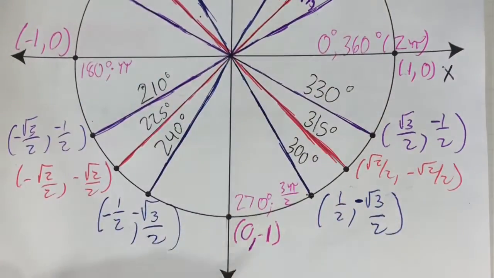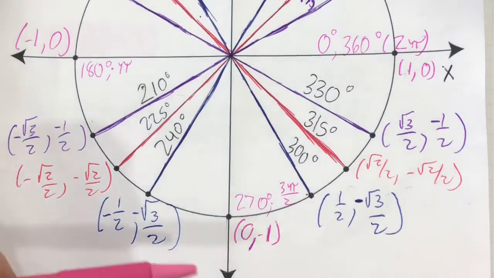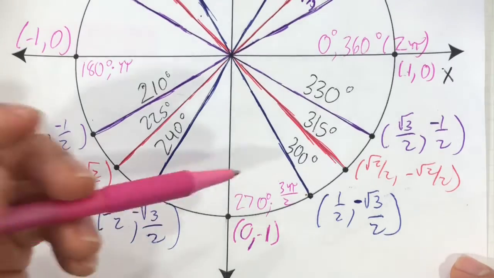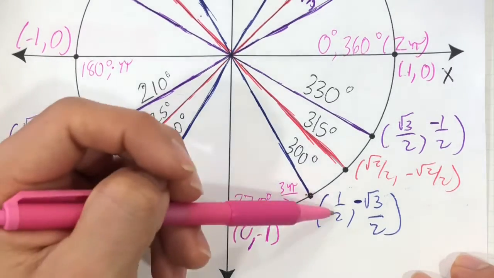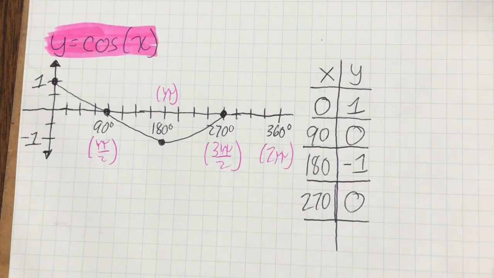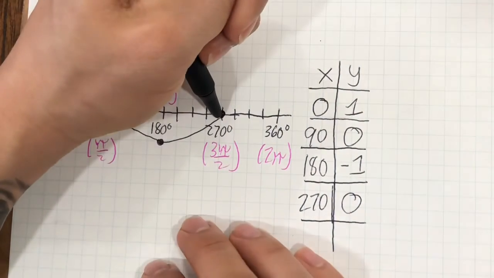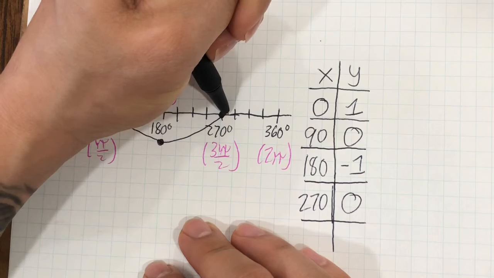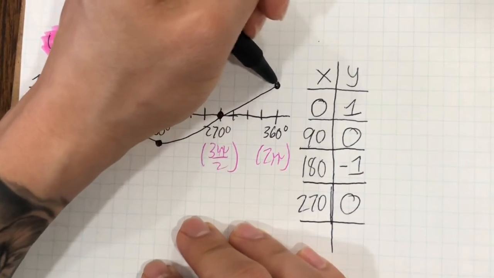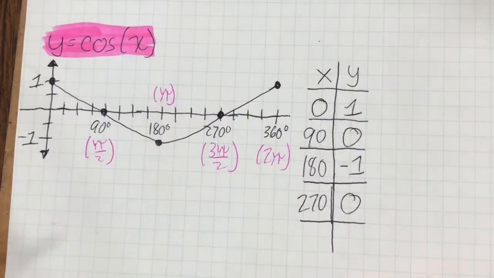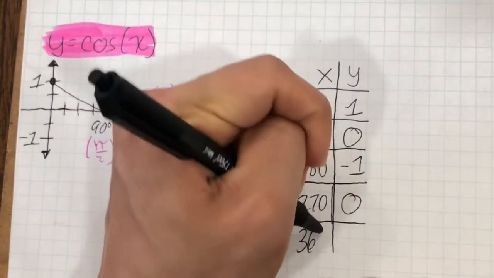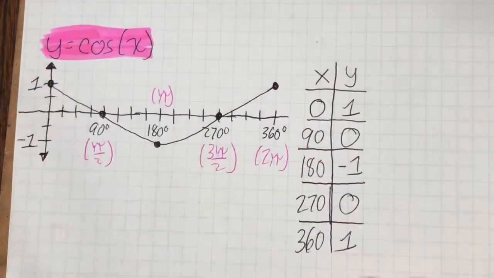All right. So from 270 to 360 degrees, the output for cosine goes from 0 all the way until 1. So my graph is further increasing for the outputs. So from 270 to 360, it's further increasing until 1. All right. So for my table of values, cosine of 360 is 1.